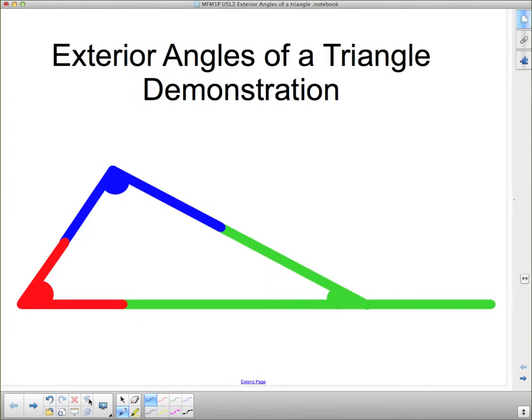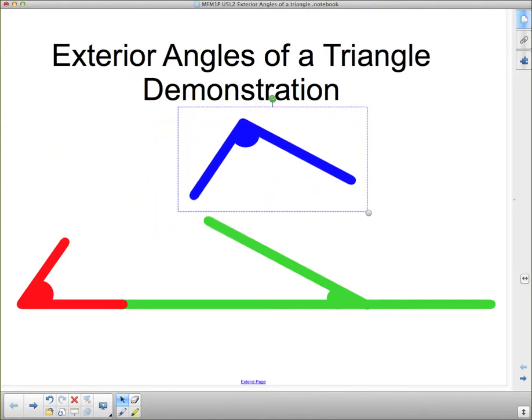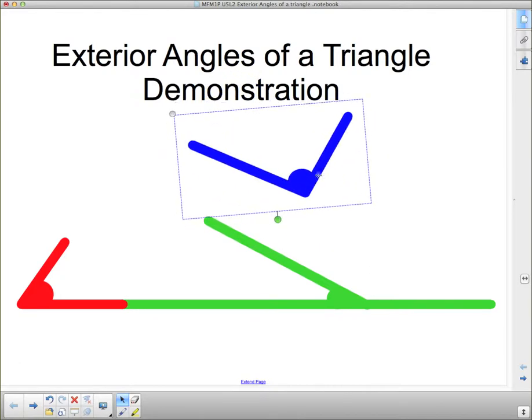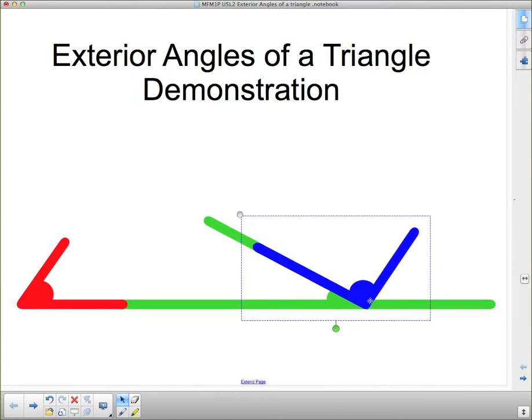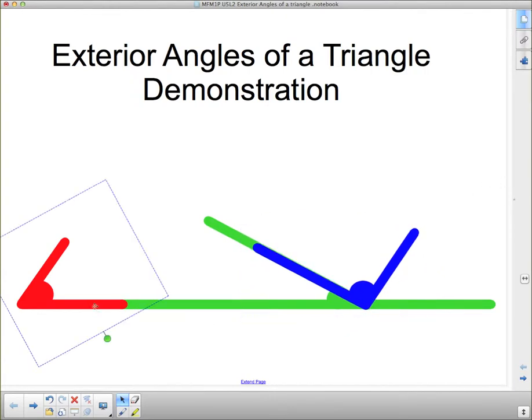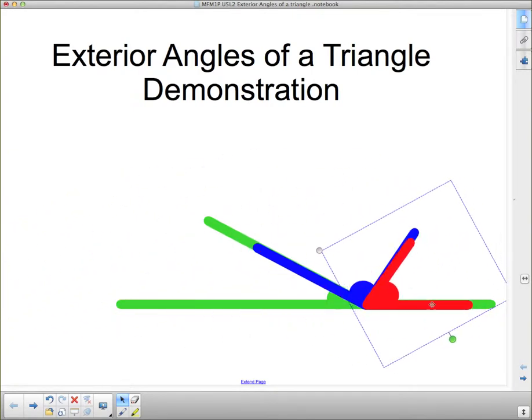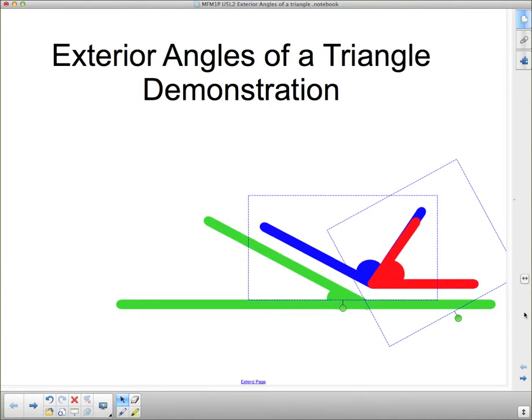Now I'm just going to clear all of that away because I'm going to do a little bit of manipulation, same way as I did on the last video. I'm going to show you what happens when I pull the triangle apart. I'm going to take this angle and I'm going to stuff it right in here, right like that. And then I'm going to take the red angle and I'm going to stuff it in here, right like that. And you'll notice that the red and the blue angles there, let's grab them both at once here, are exactly the same as the green one. So when I pull off the two interior angles of the triangle across here, they add up to exactly the same thing as the exterior angle of the other side.